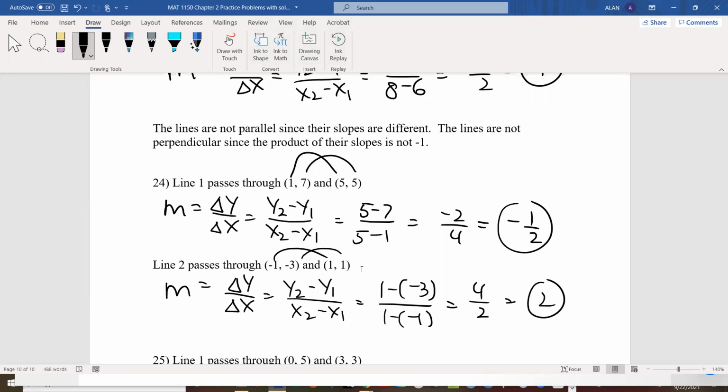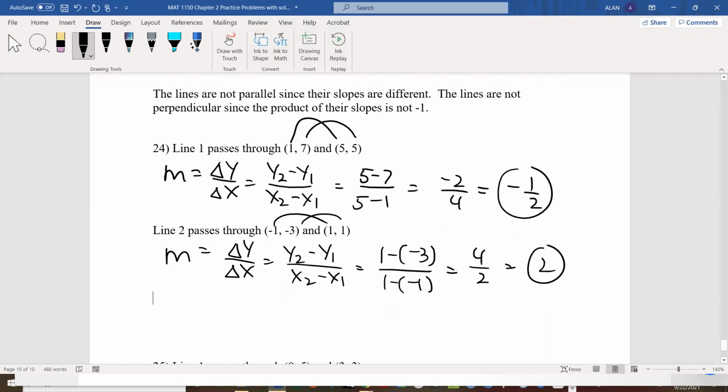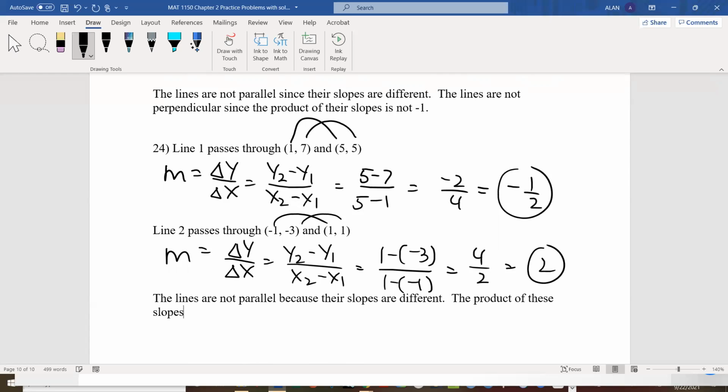Let's see, because if you multiply these out, well, first of all, they're clearly not parallel. The lines are not parallel because their slopes are different. But the product of these slopes is -1. If you multiply -1/2 by 2, you get -1. So they are perpendicular.